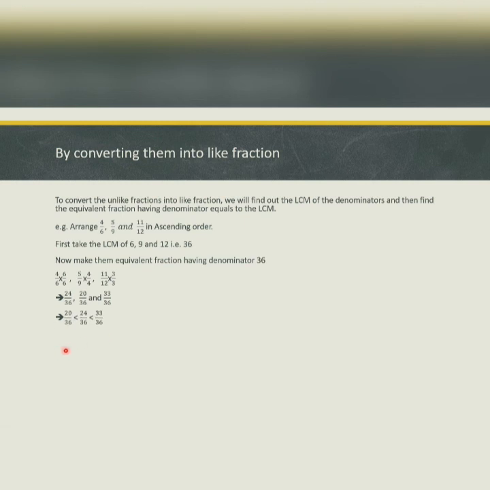So we can easily compare that 20 upon 36 is the smallest fraction and 33 upon 36 is the greatest fraction.